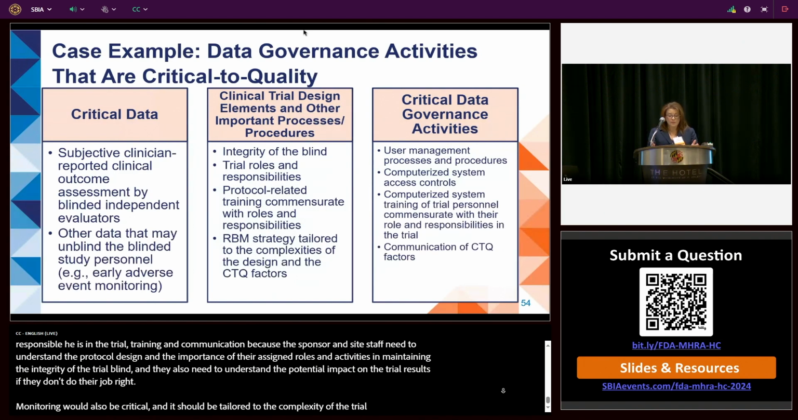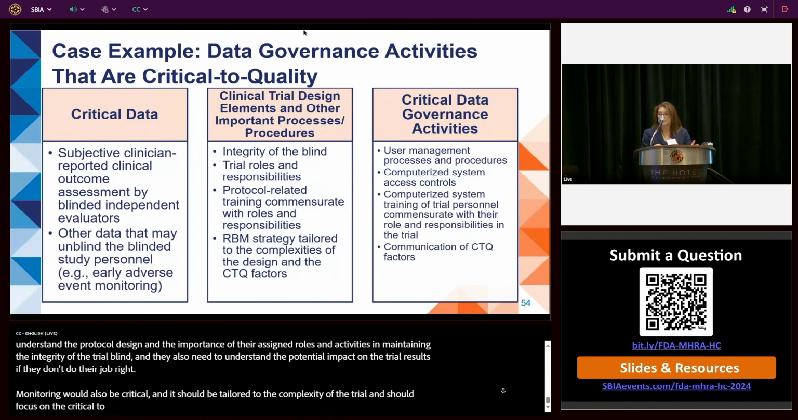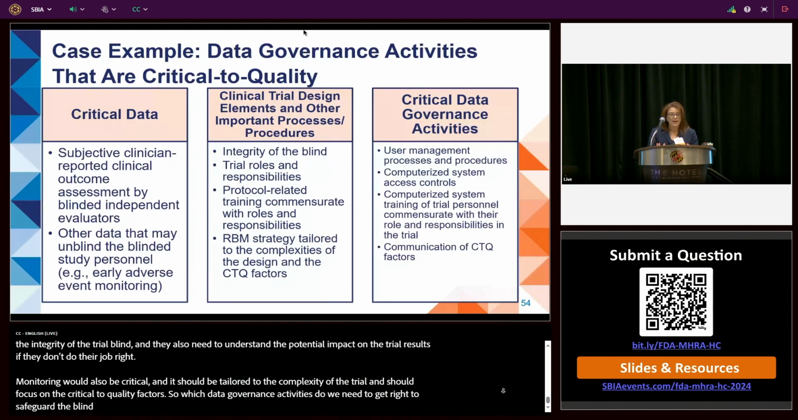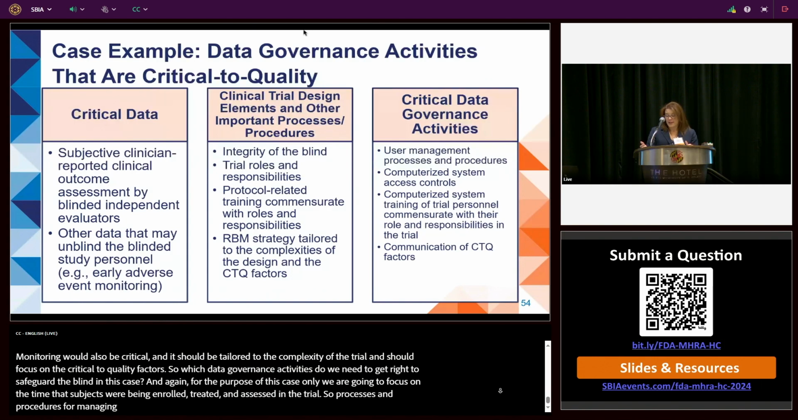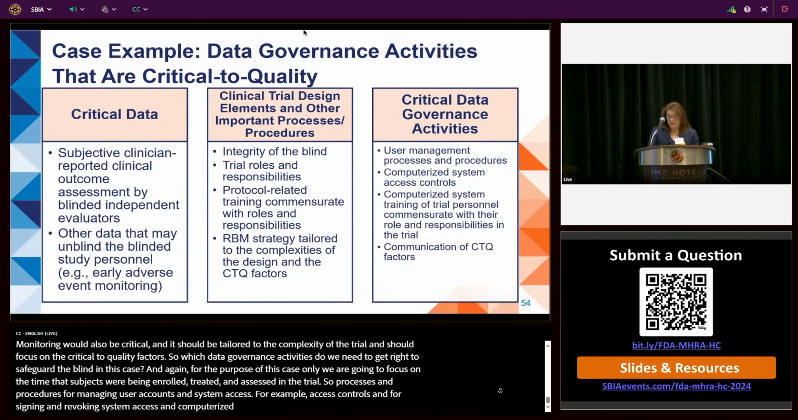So which data governance activities do we need to get right to safeguard the blind in this case? And again, for the purpose of this case only, we're going to focus on the time that subjects were being enrolled, treated, and assessed in the trial. So processes and procedures for managing user accounts and system access. So for example, access controls and for assigning and revoking system access, and computerized system training for system users that's commensurate with their roles and responsibilities in the trial.